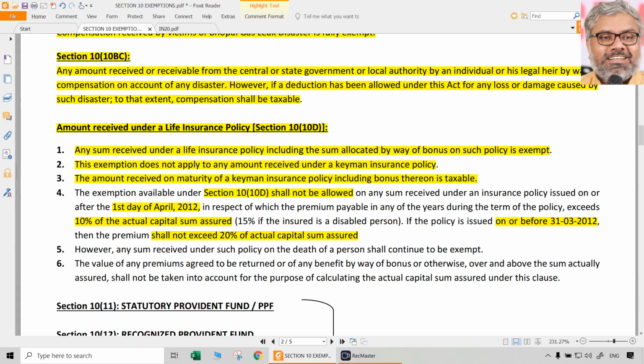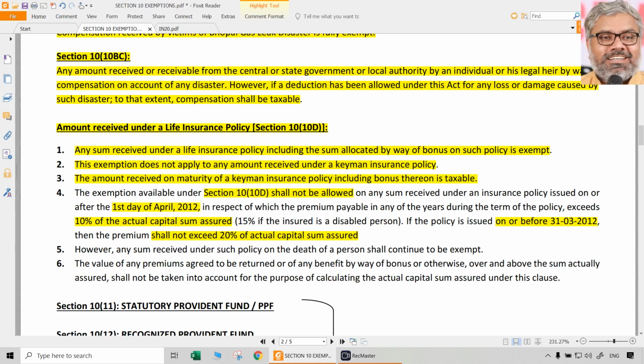So if 10 lakh rupees is the policy amount, and the annual premium was 2 lakhs, earlier it was okay. Earlier means if the policy was issued before 1/4/2012. If the policy was issued on or after 1/4/2012, then the capital sum assured will be there, and on that, 10% only can be the maximum premium. If the premium exceeds 10% of the capital sum assured, then deduction under 80C will not be available. Exemption under 10(10D) also will not be available.